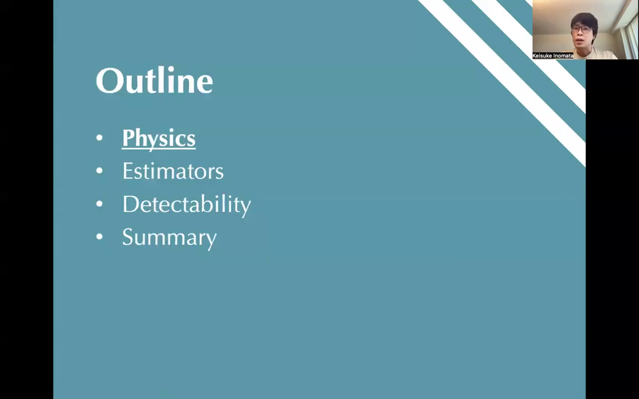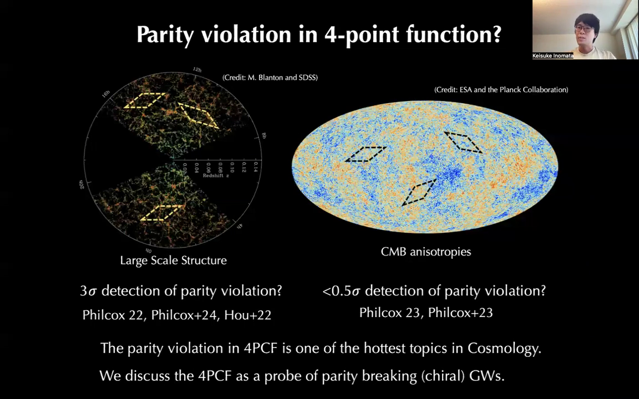Okay, so let me begin with physics. First, motivation. The parity violation in the four-point correlation function is one of the hottest topics in cosmology. For example, in large-scale structures, 3 sigma detection of parity violation has been reported in these papers. On the other hand, in CMB anisotropies, no detection of parity violation has been reported. In this talk, I'm going to discuss the four-point correlation function as a probe of parity-breaking chiral gravitational waves.